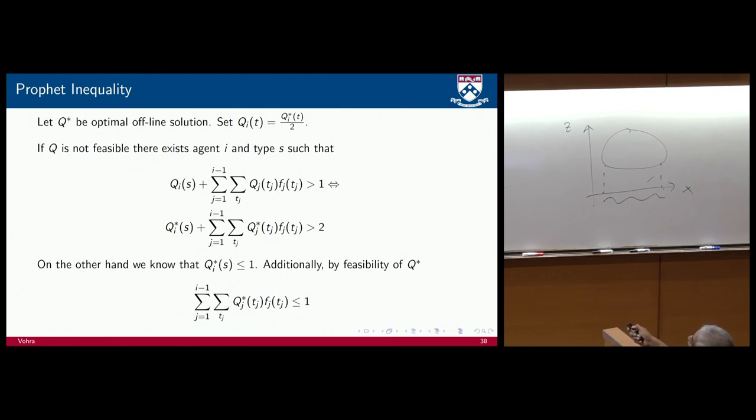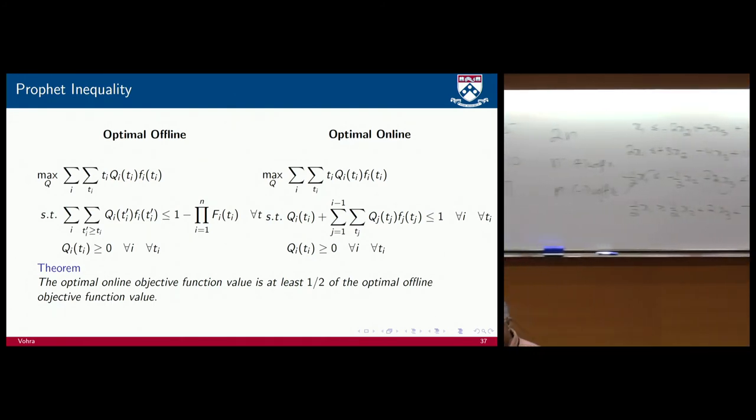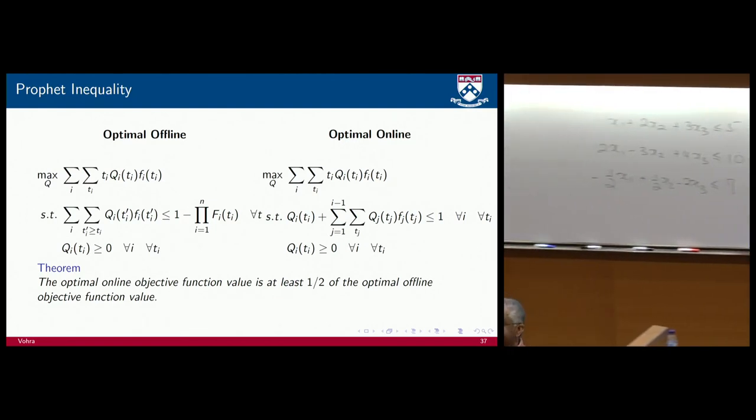Let Q star be the optimal solution to the offline problem. Define a new solution to be Q star divided by 2. I'm going to argue that Q star divided by 2 is a feasible solution to the online problem. That's the proof. Okay. If I can convince you of that, I'm done. Agreed?